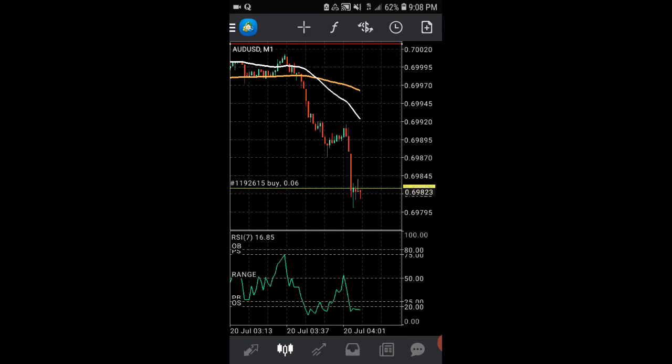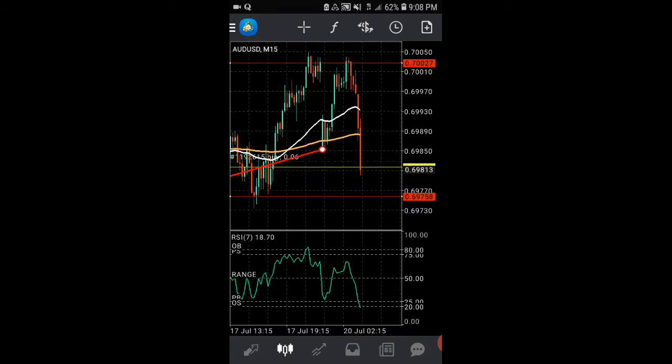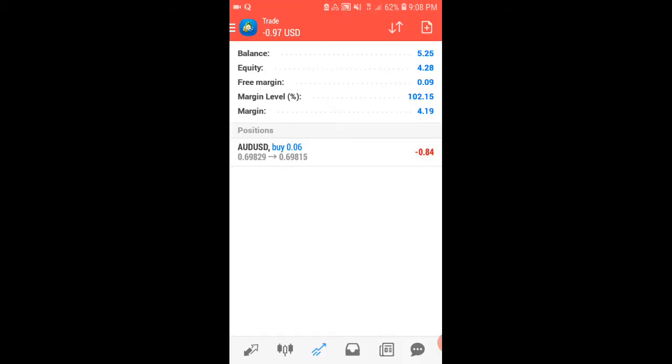We're just gonna let this thing play out. We put it in on the 15. We're watching it on the 1 minute because it has to go up. And we're scalping it off the 15. It's low, it's low, it's low. It's gotta turn around. See, even my account. Cool.